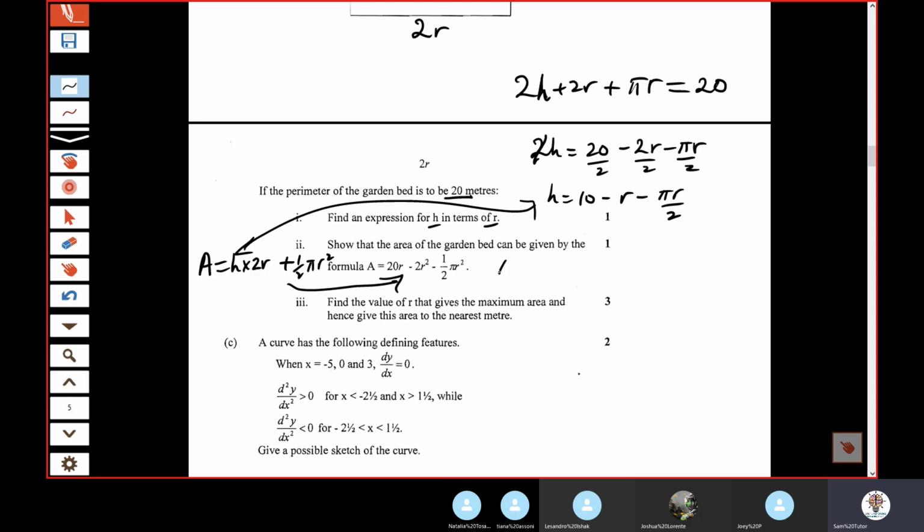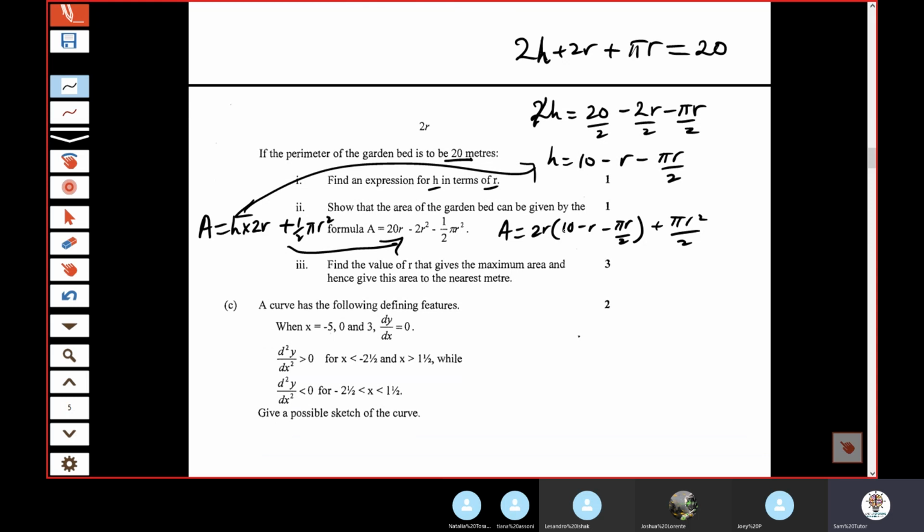Sub it in. This is what it would be: A equals 2r times (10 take away r). You don't see these questions at the beginning of the paper, that's just how they work. 10 times 2r minus 2r squared, minus 2 on 2 is cancelled out, minus pi r squared plus pi r squared on 2. And then at this stage, Lissandro, you see how minus 1 pi r squared plus half pi r squared becomes negative. Then you can rewrite the answer.